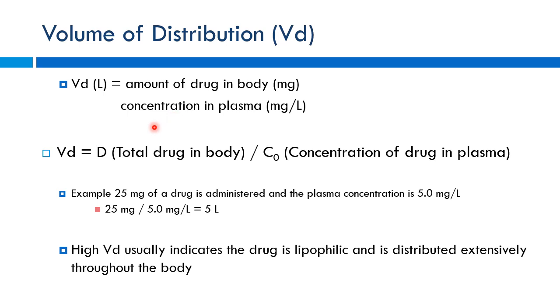However, if I have a very small concentration in the plasma, what does that do to the volume of distribution? It goes up pretty significantly. If I give a very lipophilic drug, I'll find a pretty low concentration in the plasma because all of it partitioned out to the fat and other tissues. Makes sense? Another example: say I gave 25 milligrams of a drug and got a plasma concentration of 5 milligrams per liter. I could divide that out and know that the volume of distribution for that drug is 5 liters.